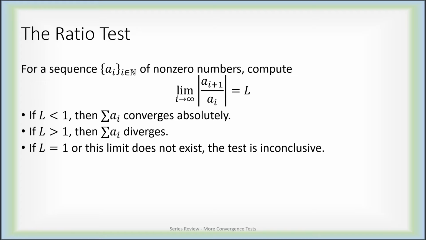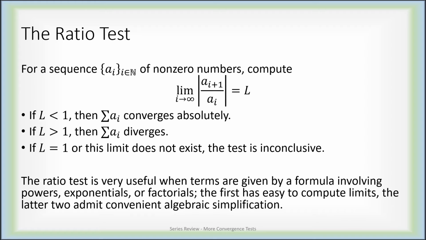And similarly to the root test, there is possibly some information about when the limit doesn't exist, but we're going to lump all of that together. If the limit doesn't exist, we simply say the test is inconclusive. The ratio test is extremely useful when terms of the series are given by formulas involving lots of different things: powers, exponentials, or factorials. In the first, we'll have very easy to compute limits, and the other two admit very convenient algebraic simplification that makes the limit relatively easy to compute. So if the terms of your series have powers or exponentials or factorials, the ratio test can be very handy.